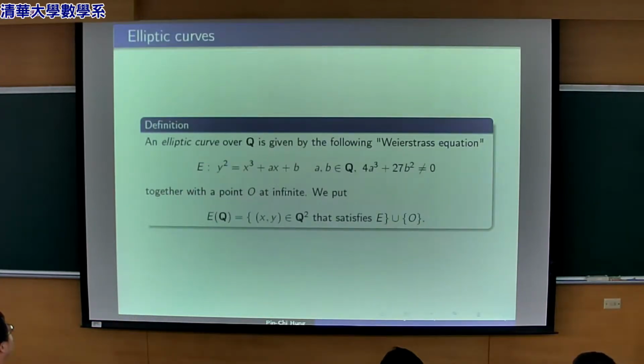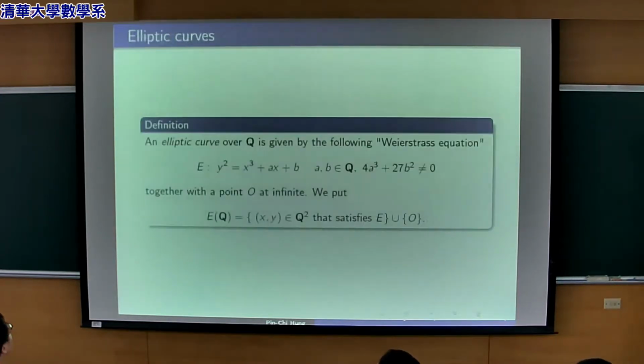One new thing is that we add one more point, the point at infinity. So it's this equation together with a point at infinity, and we denote this set E(Q). E(Q) is the set of rational solutions, and we put the point at infinity into this set. Remember that we want to determine whether this set is infinite or finite, right? Adding one more point doesn't affect the finiteness or infiniteness of it. So we want to study whether this set is finite or infinite.